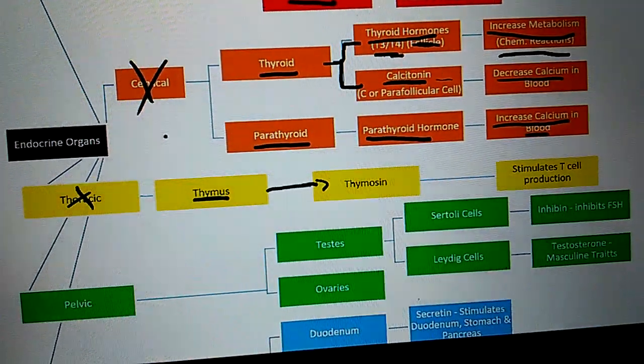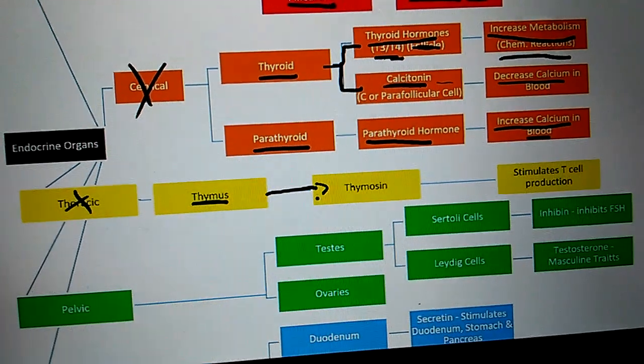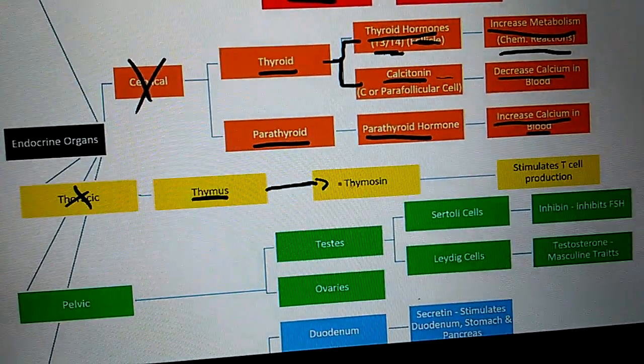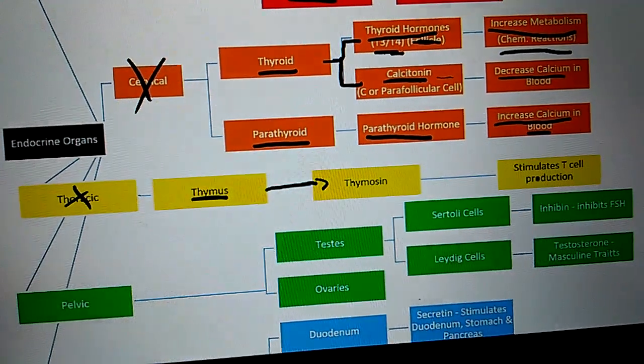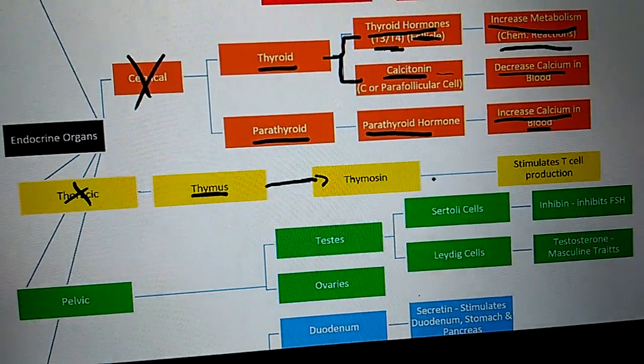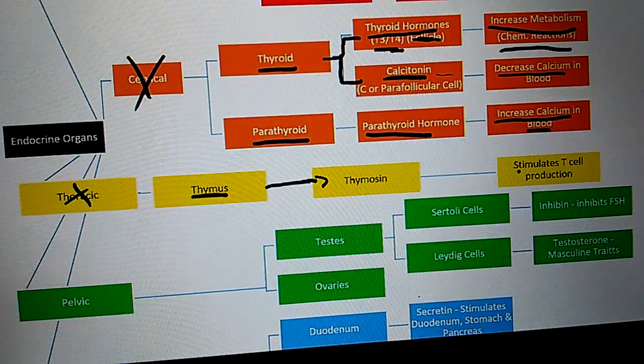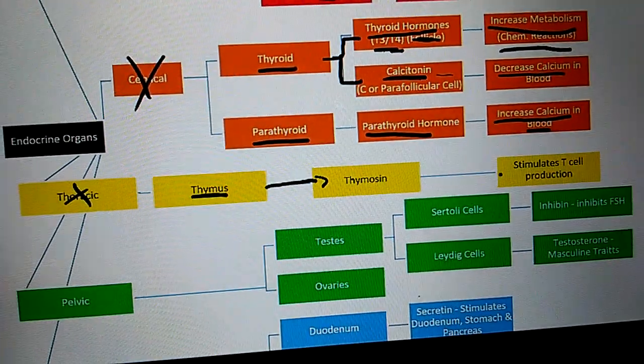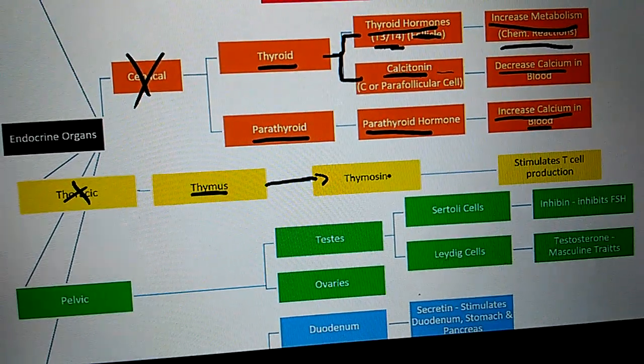What organ produces thymosin? Thymus. Thymosin does what? Stimulates T cell production. What hormone is responsible for stimulating T cell production? Thymosin.